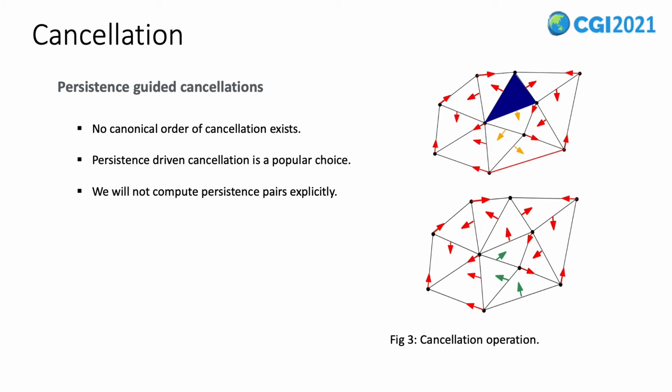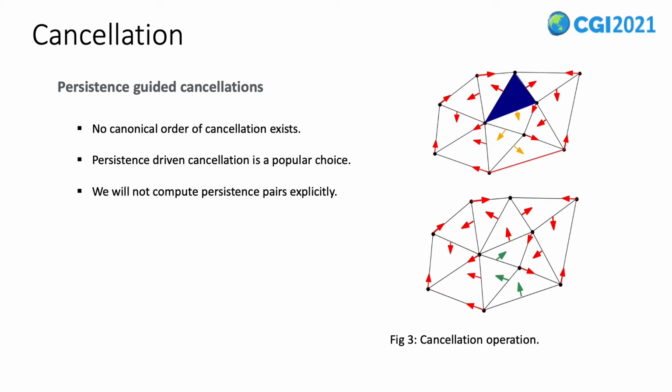Remember, we talked about an operation called cancellation, and then we switched our talk to persistent homology. The cancellation operation is the reversal of a V-path, after which the endpoints that were critical are not critical anymore. It's a method for reducing the number of critical points. But the problem is that no canonical order of cancellation exists.